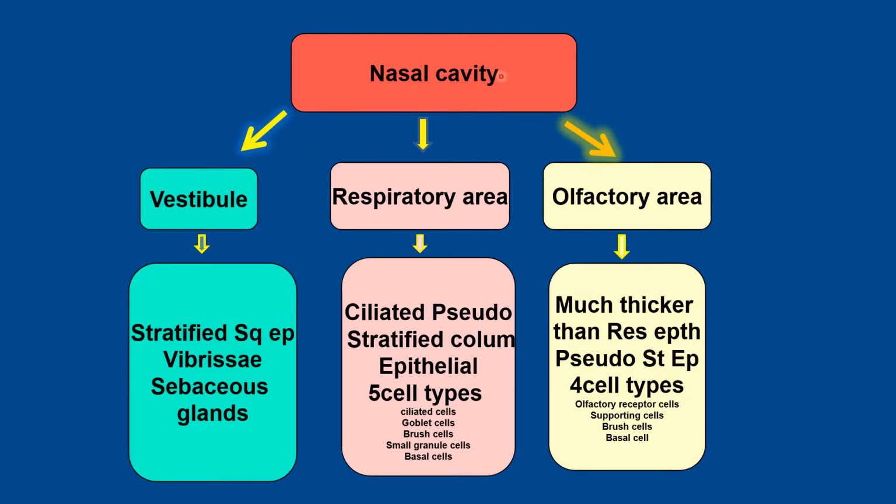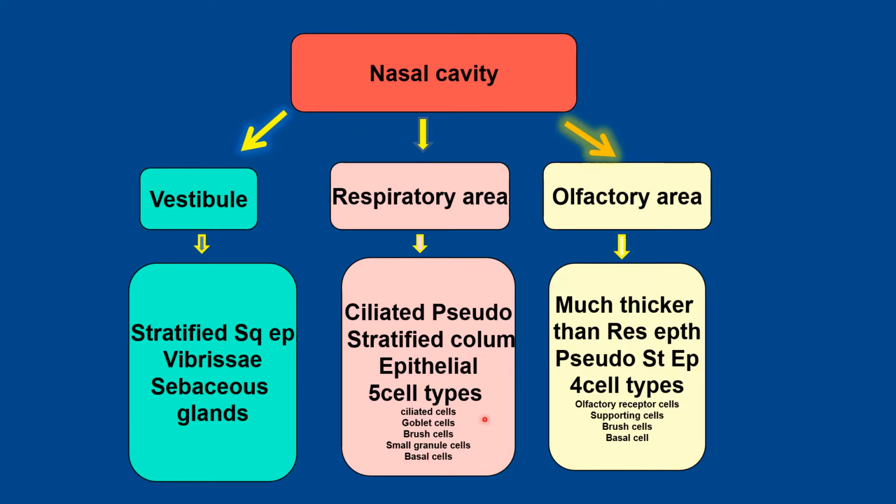So the nasal cavity has a vestibule which is lined by stratified squamous keratinized epithelium, which has vibrissae, and it has sebaceous glands also. It has a respiratory area. The respiratory area is lined by pseudostratified ciliated columnar epithelium, and there are 5 cell types: the ciliated cells, goblet cells, brush cells, small granule cells, and basal cells. The whole respiratory tract is mainly lined by these 5 types of cells. You have to remember the main types of cells are ciliated cells, goblet cells, brush cells, small granule cells, and basal cells.